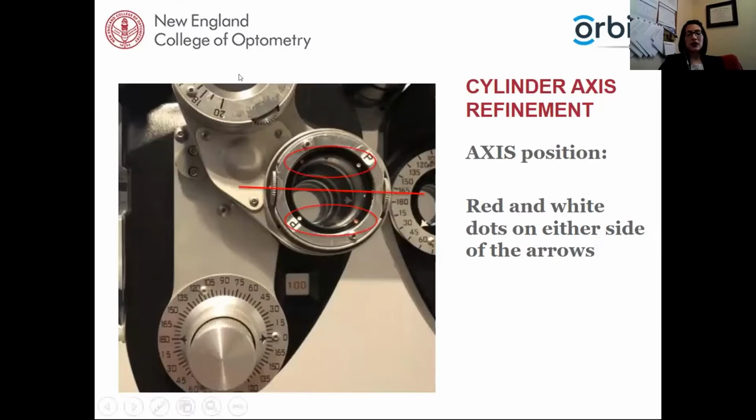So again, I used some shapes to make it a little bit easier to point out. So this is where our axis is at 180. And so our dots are on either side of those arrows.